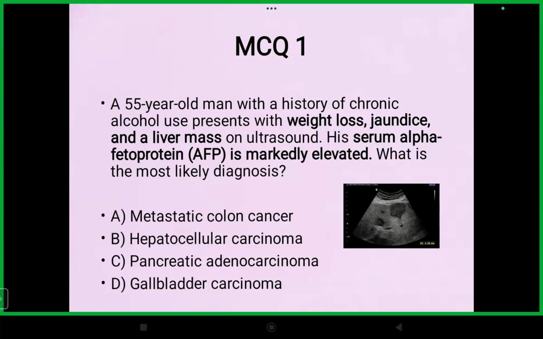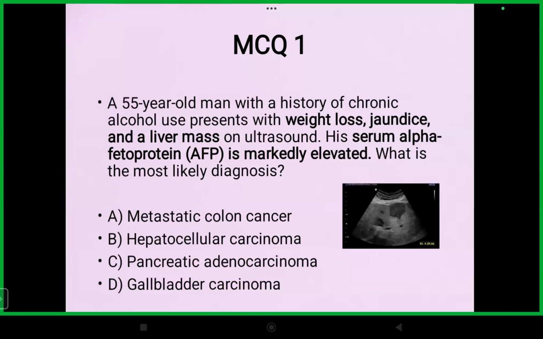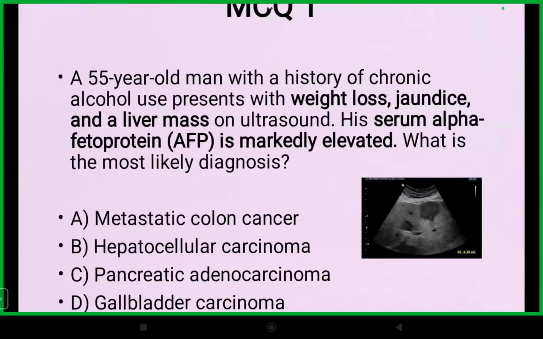Okay, so given this history, with his habit of alcoholism, weight loss and jaundice, it can lead you to something related to the liver, right? Now again, the next finding is that there is a mass on ultrasound. Then again, we can say it is very likely a liver lesion.